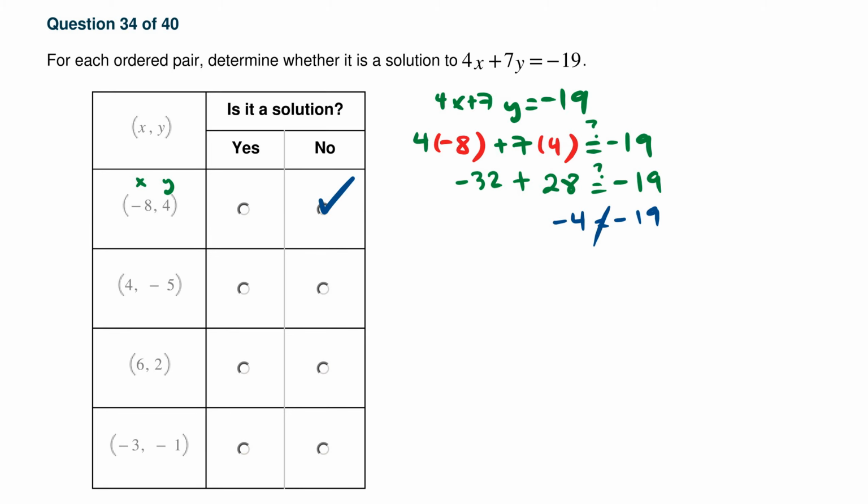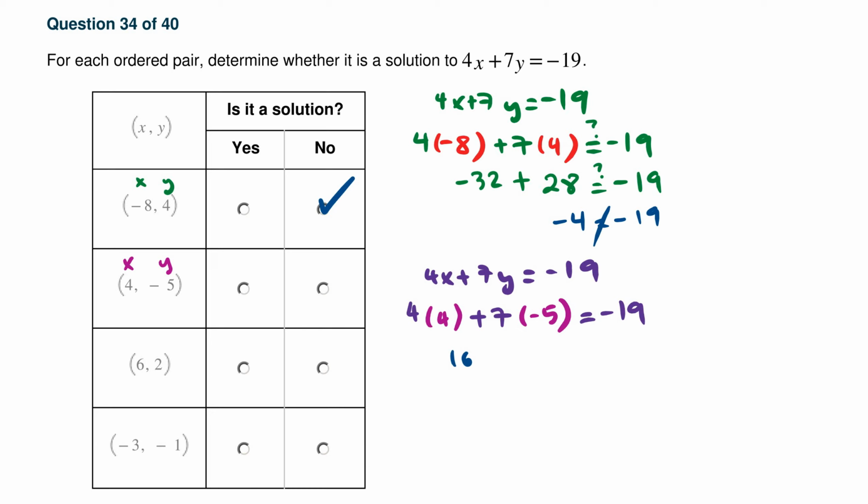Okay, we're going to do the same for the next point. 4x plus 7y equal to negative 19. On the second case, we have x is 4, y is negative 5. So that will be 4 times 4 plus 7 times negative 5 equal to negative 19. Alright, so 4 times 4 is 16. 7 times negative 5 is negative 35 equal to negative 19.